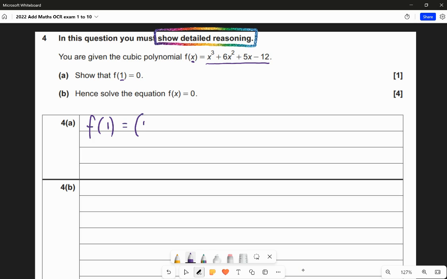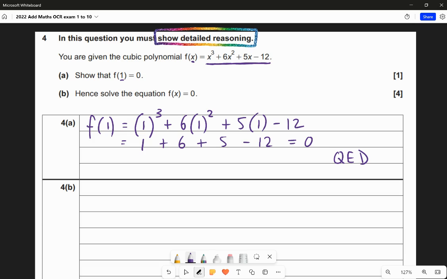So we're replacing x in this formula with 1. So we've got 1 cubed plus 6 lots of 1 squared plus 5 lots of 1, take away 12. So we find all those out very carefully. 1 plus 6 lots of 1 squared, so that's 6 lots of 1. So that's 6 plus 5 lots of 1, so that's 5. Subtract 12, and that equals 0.